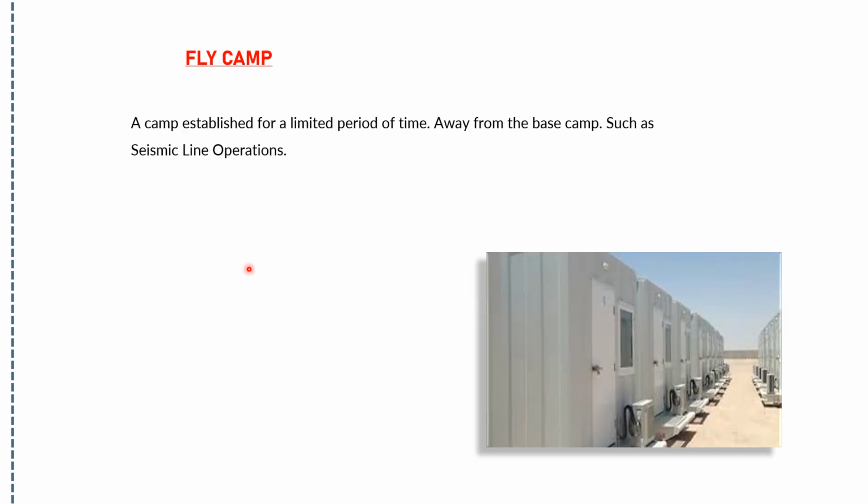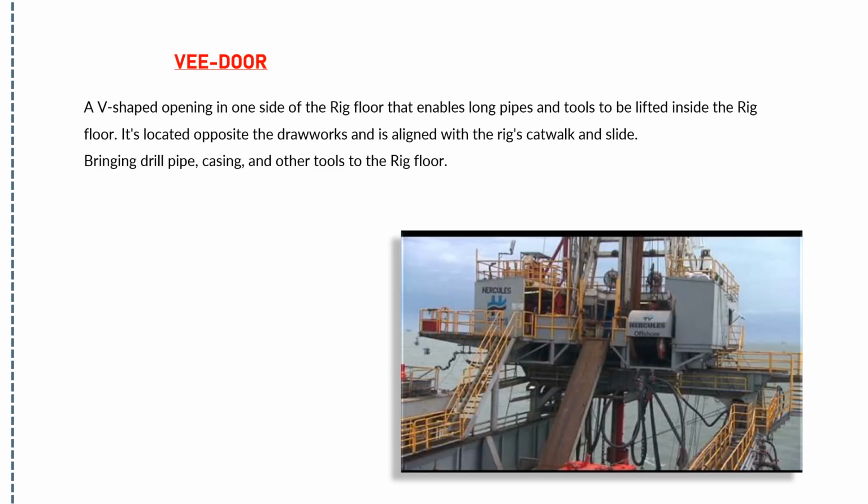Fly camp. A camp established for a limited period of time away from the base camp, such as for seismic line operations. A camp which is established for a temporary purpose is called the fly camp, and it is away from the base camp.